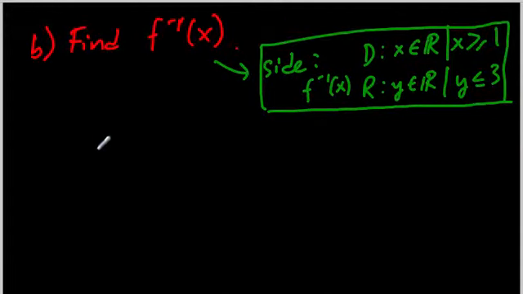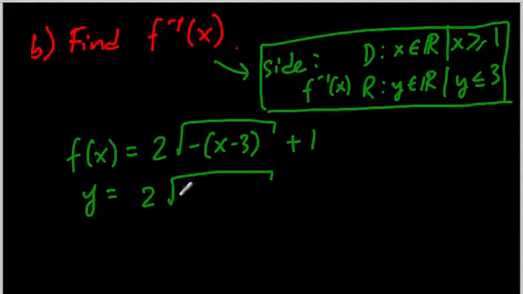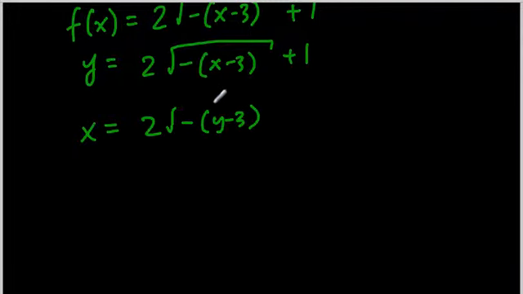I'm going to take the factored form. My original one, if you scroll back up, is 2√(−(x − 3)) + 1. Replace f(x) with y, so y = 2√(−(x − 3)) + 1. The first step in finding the inverse is to switch x and y. So x = 2√(−(y − 3)) + 1. First, I'm going to subtract 1, and then I'm going to divide by 2.